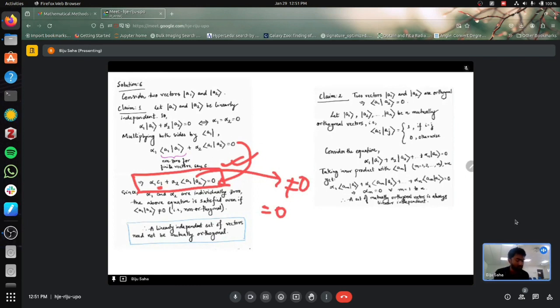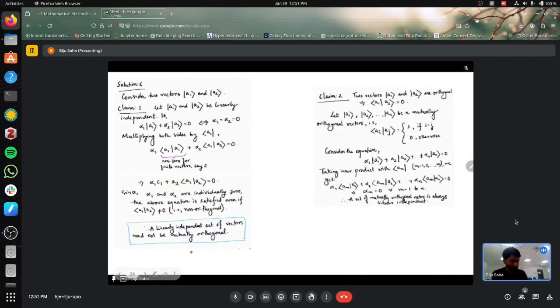Now the next claim was, we start with two vectors a1 and a2, and we start with them being orthogonal. So let us start with n mutually orthogonal vectors. We are starting with such n mutually orthogonal vectors.